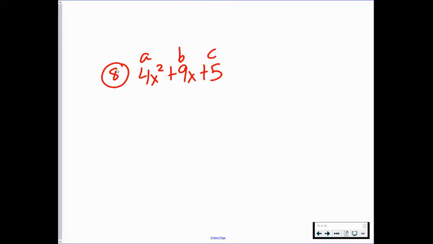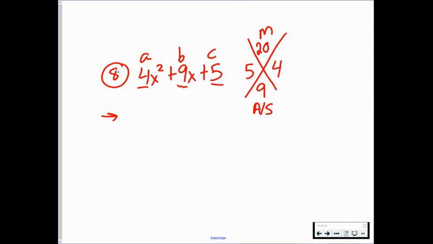Start out by labeling A, B, C. Come over here, we're going to make our X. A times C, or 4 times 5, is 20. The B is 9. Two numbers that multiply to make 20, but add or subtract to be 9, are 5 and 4. Now I'm going to rewrite this expression using the 5 and the 4.